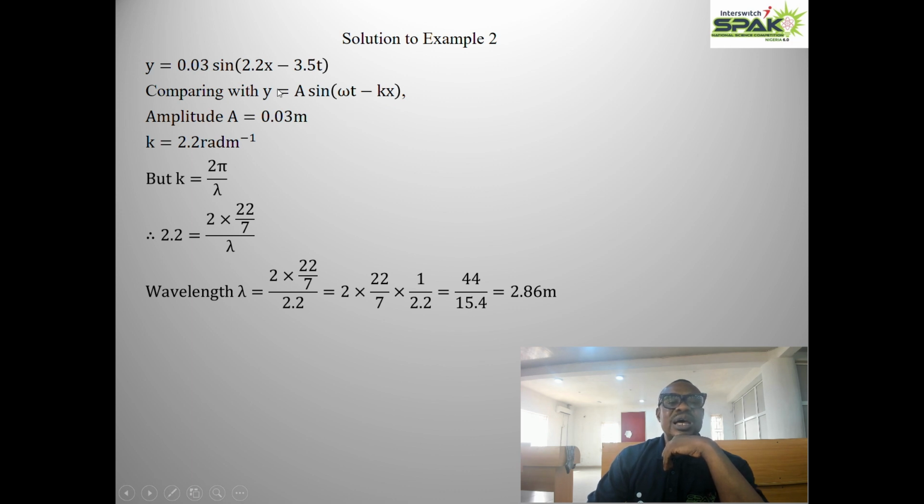When I compare this and this, x will cancel x. Then my k will now be 2.2. The unit, of course, is what? Radians per meter. Okay. Then the next question is to determine the wavelength. Don't forget that your k is equal to 2 pi over lambda. So when you substitute the values, 2.2 equals 2 times 22 over 7 over lambda, then you solve for lambda by cross multiplying here. Then at the end, I have my answer given here.